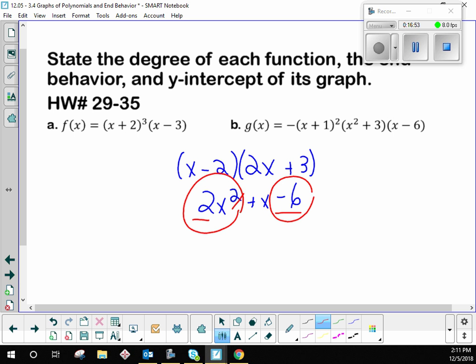And so when I FOILed this, how did I get that first term? I multiplied the first terms. How did I get that last term? I multiplied the last terms. And that's exactly what we're going to do here. We have to be just a little bit careful because of the exponents. But that's the basic idea of what we're about to do. Multiply all the first terms, multiply all the last terms. Okay?